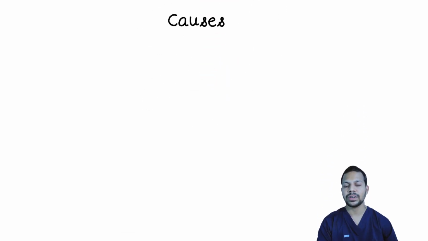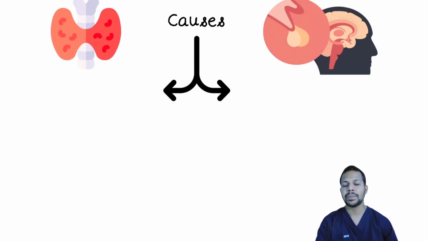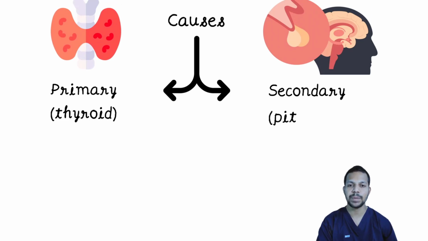What are the causes of hypothyroidism? Hypothyroidism can result from a thyroid cause or a pituitary cause. When it results from a thyroid cause, we call it primary hypothyroidism. When it arises from a pituitary cause, we call it secondary hypothyroidism. There are various causes which can result in hypopituitarism that can further result in secondary hypothyroidism. We are not going into that now. Our primary focus is on primary hypothyroidism.